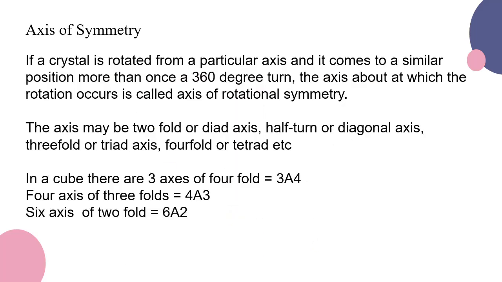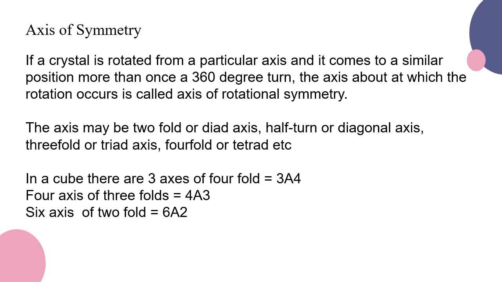If a crystal is rotated about a particular axis and it comes to a similar position more than once in a 360-degree turn, the axis about which the rotation occurs is called an axis of rotational symmetry. The axis may be twofold or dyad axis, half-turn or diagonal axis, threefold or triad axis, fourfold or tetrad axis, etc.